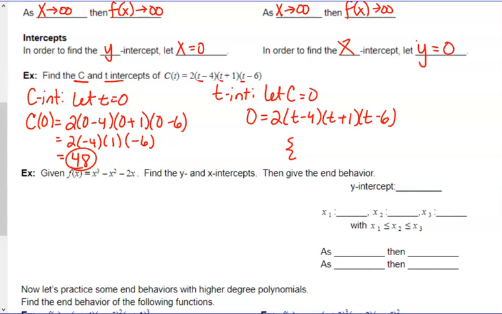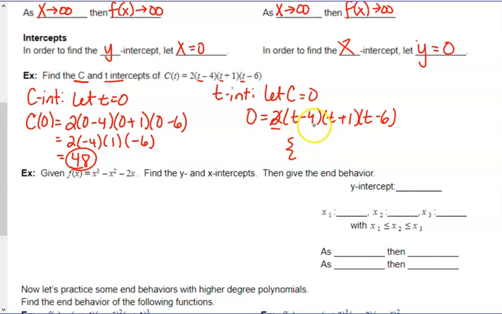So first thing I encounter is a 2. Can 2 ever equal 0? The answer is nada. It's not going to kick out an answer if I just have a number out front. If that was a T out front, absolutely, it would give me 0 as an answer. But as it stands, this does not give us a root.